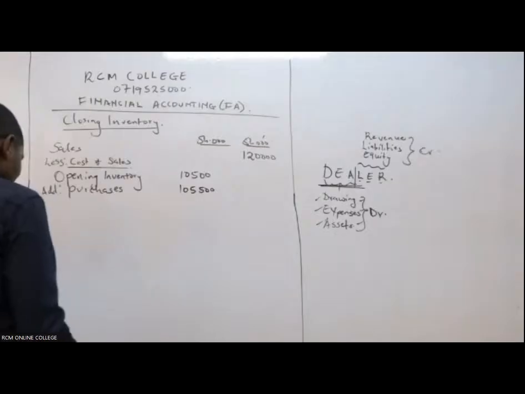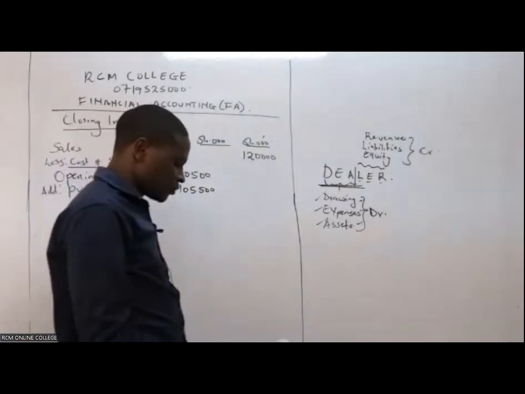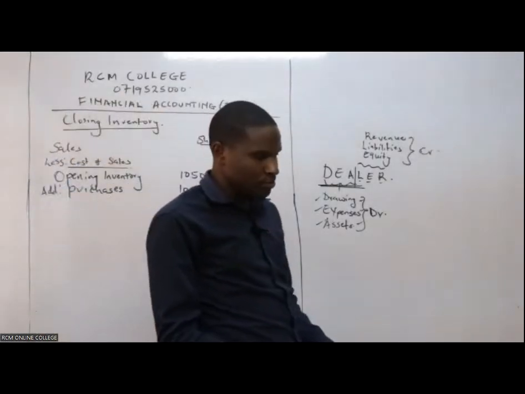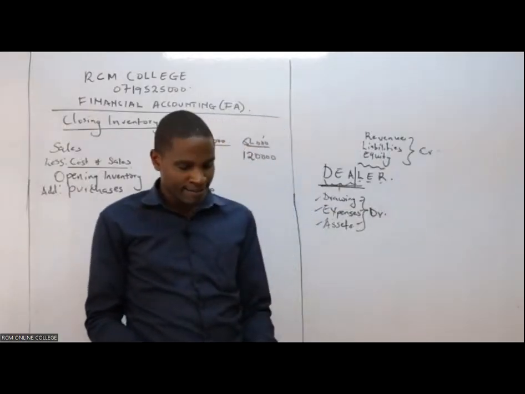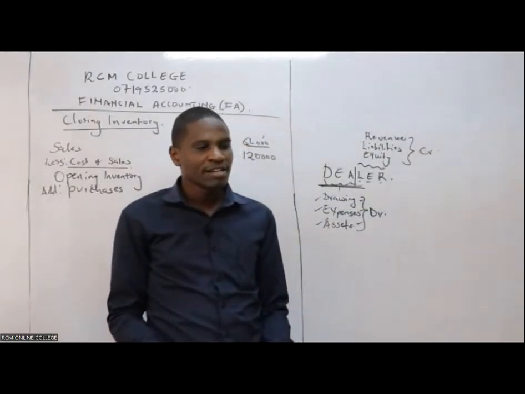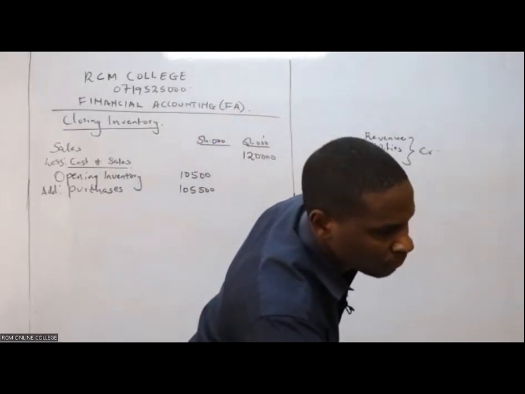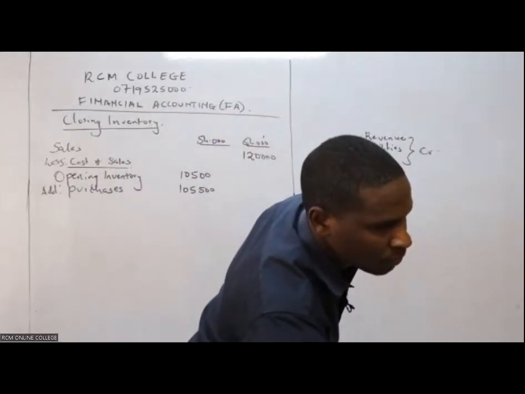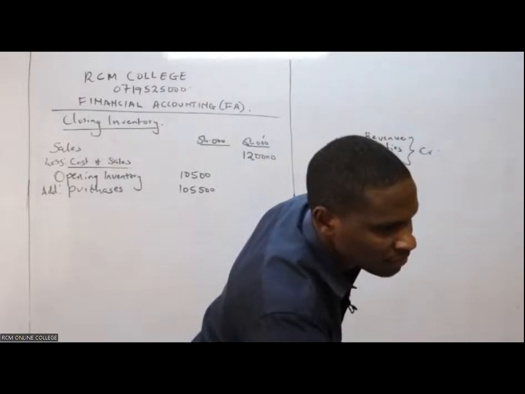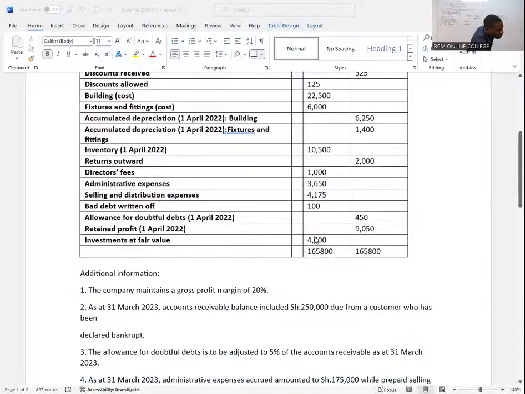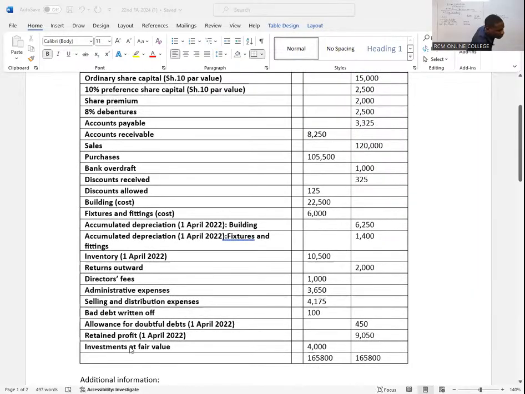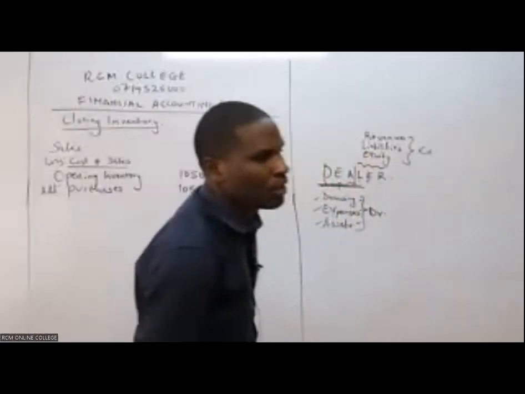And then there's an item that we need to check. Return outward. We've been given return outward. Let me share this for the sake of somebody who is wondering where Mwalimu is getting the figures. I hope you can see return outward just below the inventory. We have 2,000.